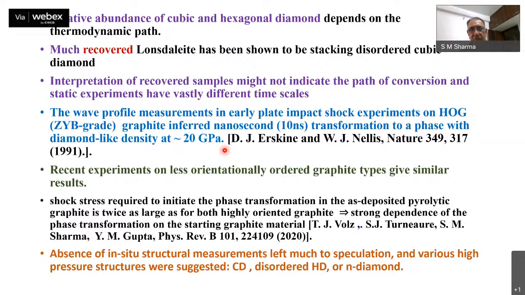Has it really transformed to a denser phase, or has it gone to a highly disordered structure of carbon, including amorphous carbon? Okay.